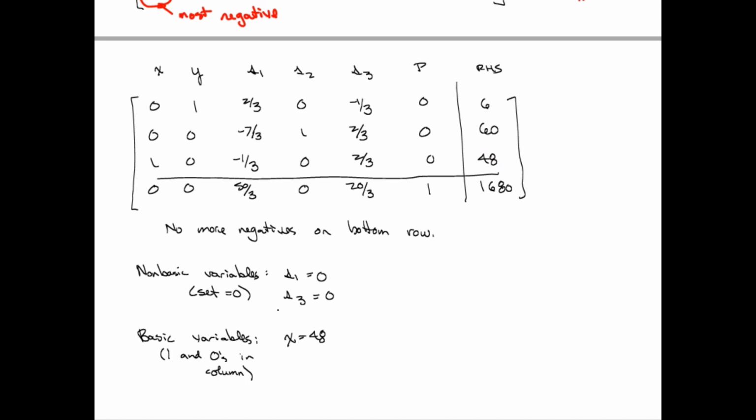For my second column, my y, there the one appears in the first row, so the value's in the right hand side of the first row, so y is equal to 6. What else do I have? S2 is equal to 60, and then P is equal to 1,680.